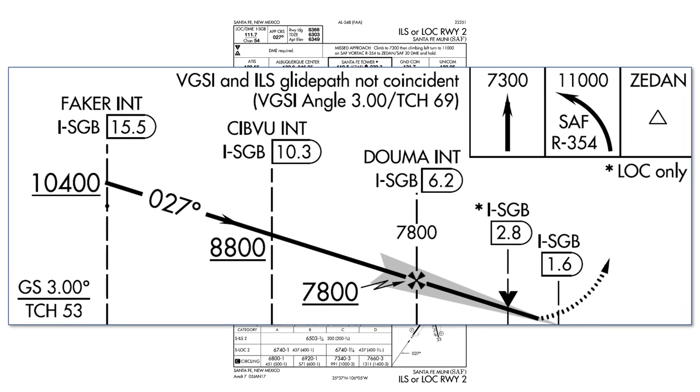There's the Maltese cross symbol at the Duoma intersection. But we know that would be the final approach fix for the non-precision localizer-only form of the approach. The ILS has a precision final approach fix, and that's the glideslope intercept altitude, shown by the lightning bolt symbol. But then your examiner asks what the other figure in slightly smaller text is. Is that the precision final approach fix?